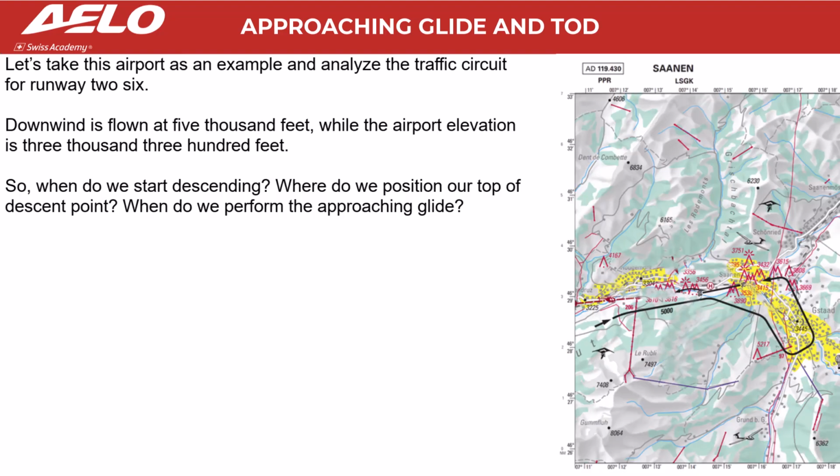Let's take this airport as an example and analyze the traffic circuit for runway 26. Downwind is flown at 5,000 feet, while the airport elevation is 3,300 feet. So, when do we start descending? Where do we position our top of descent point? When do we perform the approaching glide?